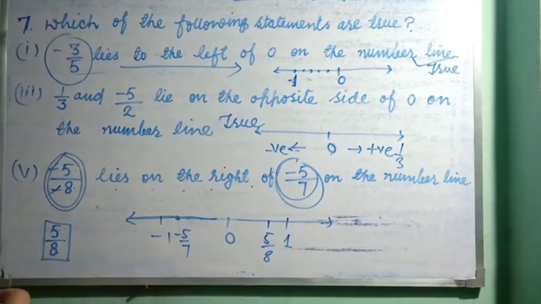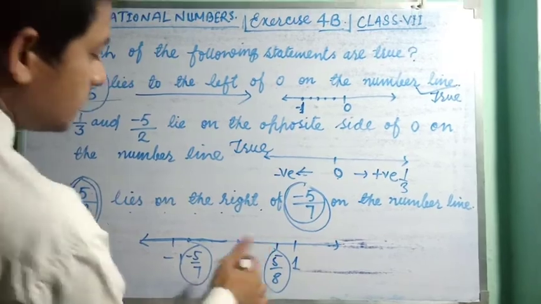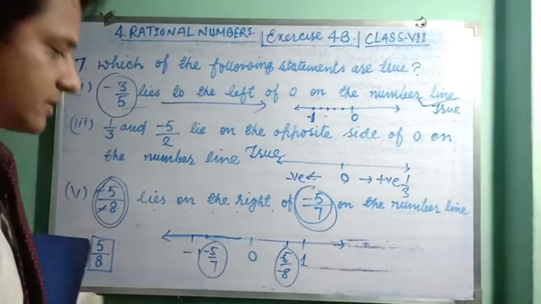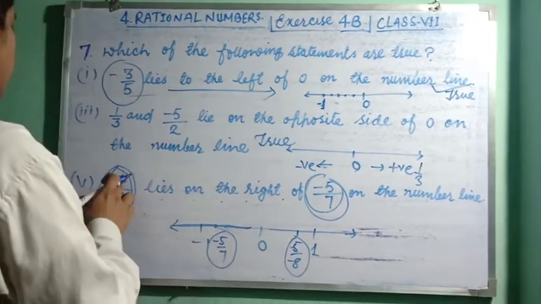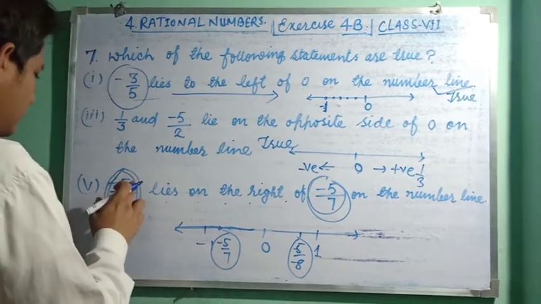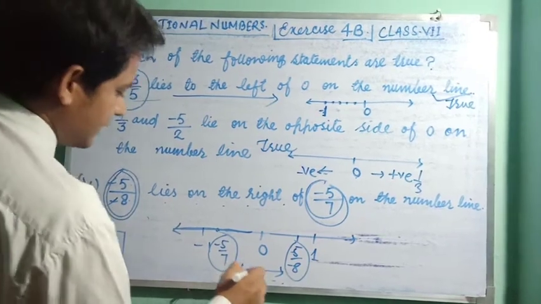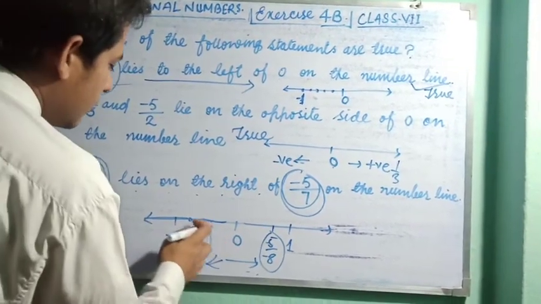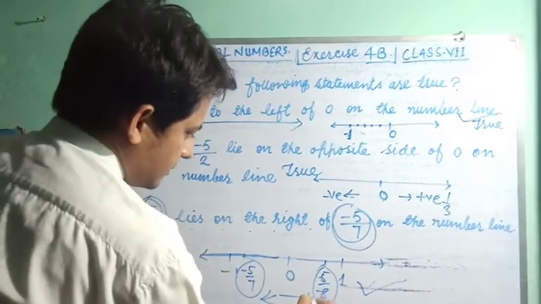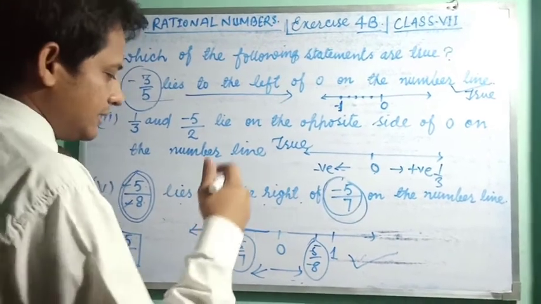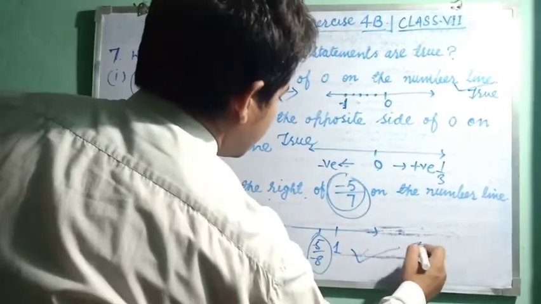So minus 5 by 7 is the negative number, and minus 5 by minus 8, that means plus 5 by 8, is a positive rational number, and it lies on the right side. Have a look, this is the right side and this is the left side. That means it lies on the right side of minus 5 by 7. So it is correct. This number minus 5 by minus 8 is to the right of minus 5 by 7. So it is correct, true.